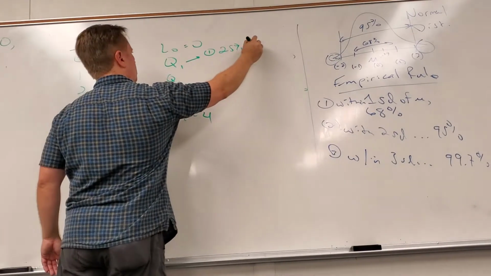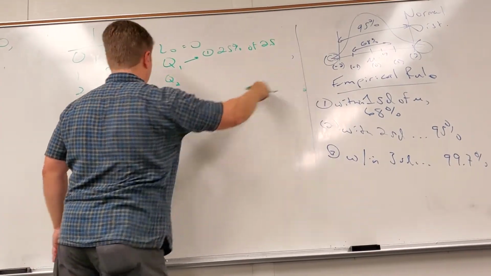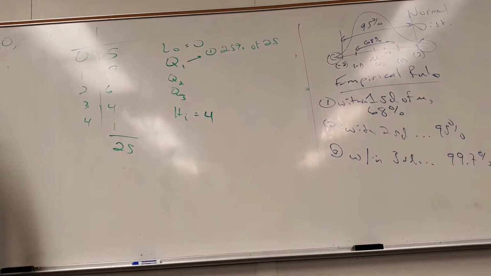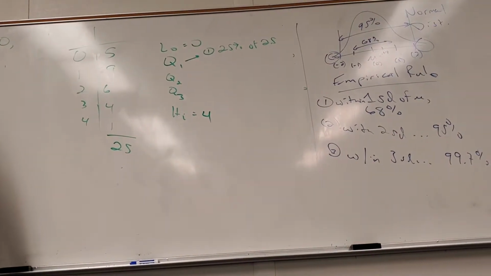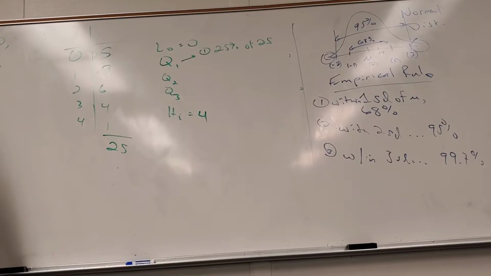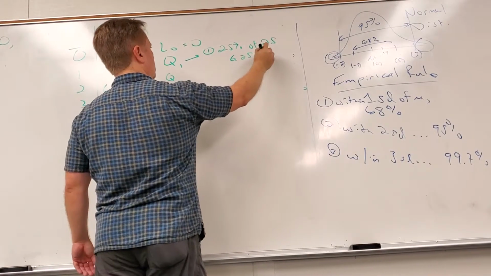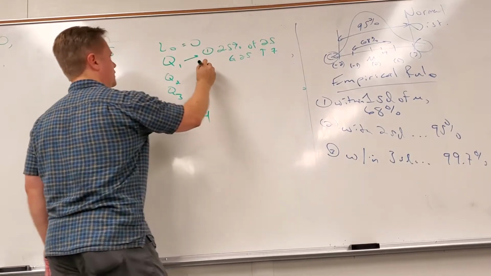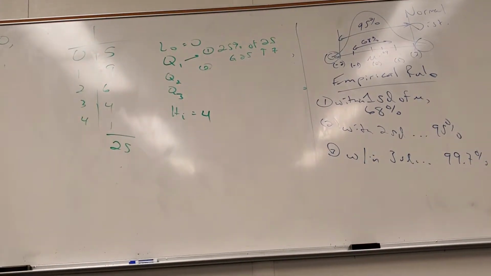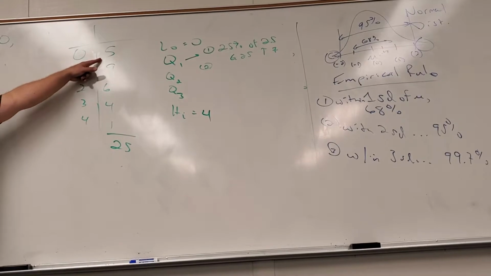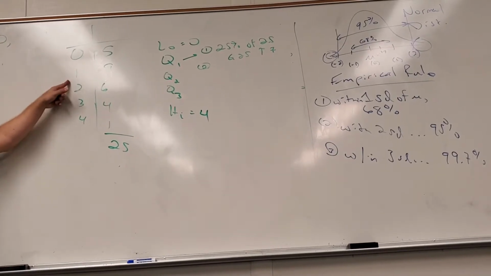25% of what? Yes, there's 25 data points. And what's a quarter of 25? 6.25. And what do you do with 6.25? Round it up. And what's the seventh number? Yeah, the first 5 are 0, 6, 7. The seventh number would be a 1.